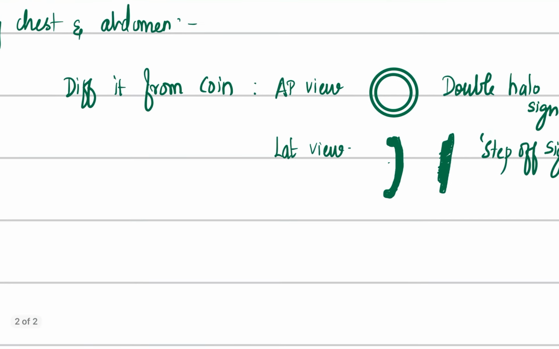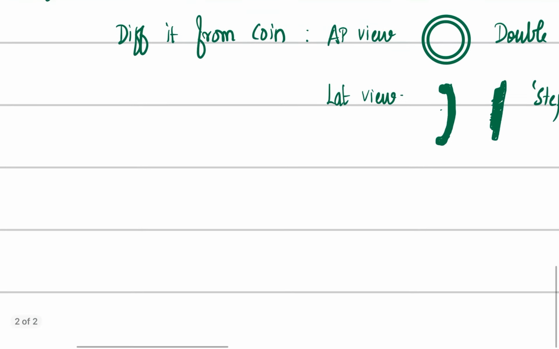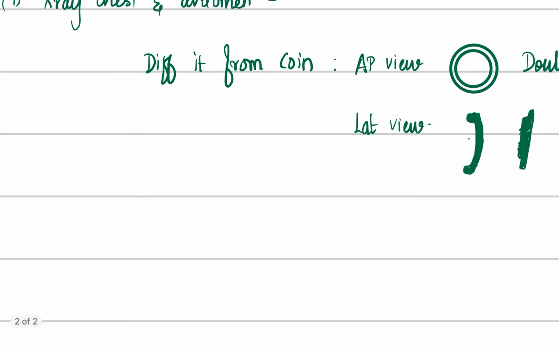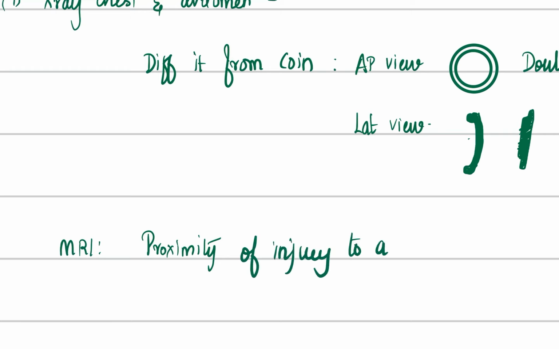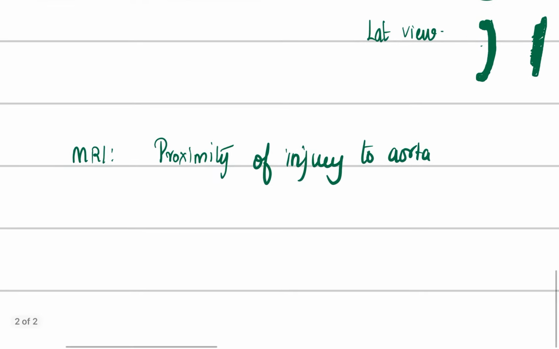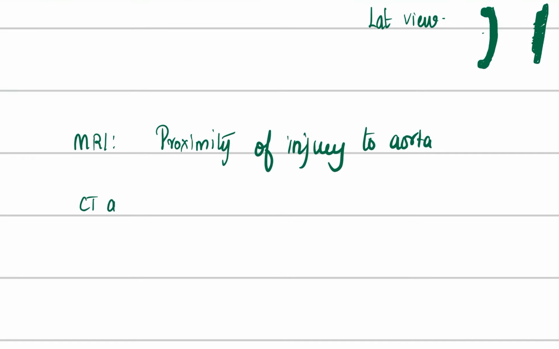Apart from trying to find out how many and where. Then MRI you will do if you are trying to look for proximity of injury to aorta. So you already know there is an injury, but you want to know how close is it to aorta and is it going to pose a risk. Proximity of injury to aorta. You can do a CT angiography if you are suspecting an aortic injury already.